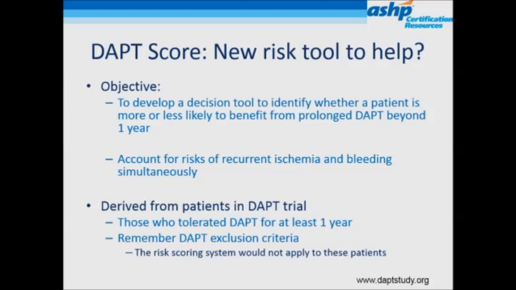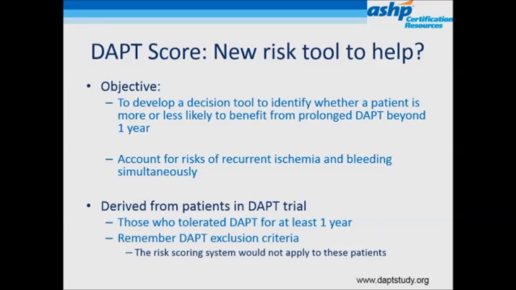So if you're familiar with the CHADS score for estimating stroke risk in AF, it's kind of along those lines. It's not as easy to remember as CHADS, but this is basically a scoring system that will help us identify what patients would benefit from continuing at 12 months and beyond versus those that would benefit from stopping dual antiplatelet therapy at that 12-month period of time.